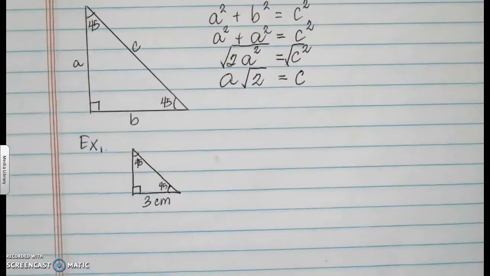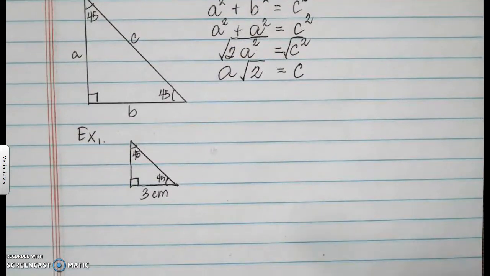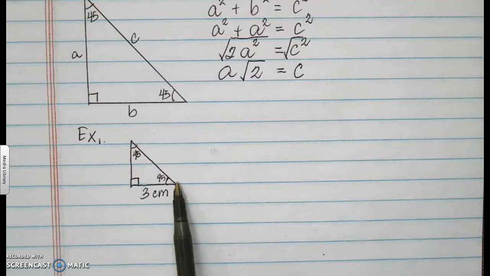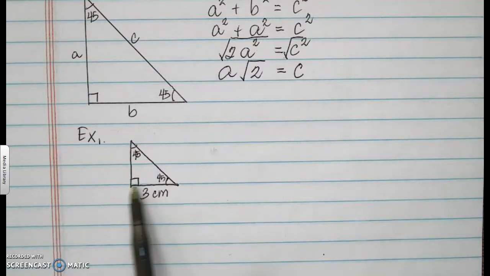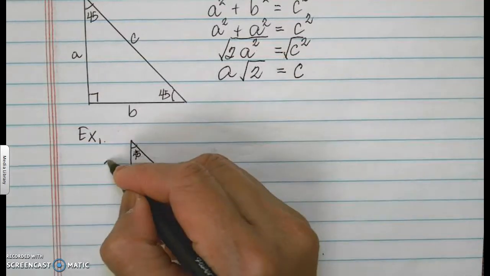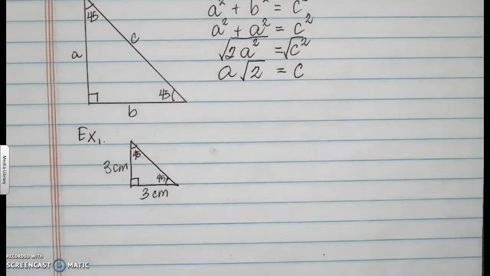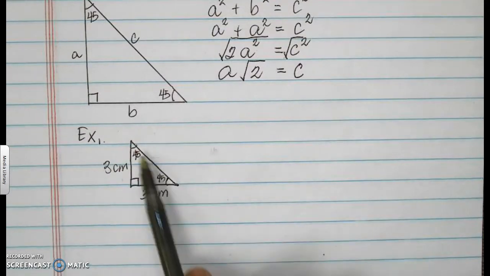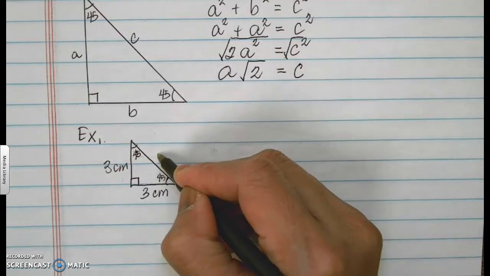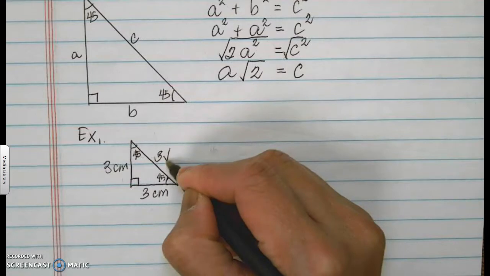So example number 1, what is the measurement of all the sides? In this case, this side is 3 centimeters, but you know that this is isosceles. Well, it came from a square, so all the sides are equal. Therefore, this is 3 centimeters as well. And based off of the theorem, the C is going to be any of the sides, which is 3 square root of 2.